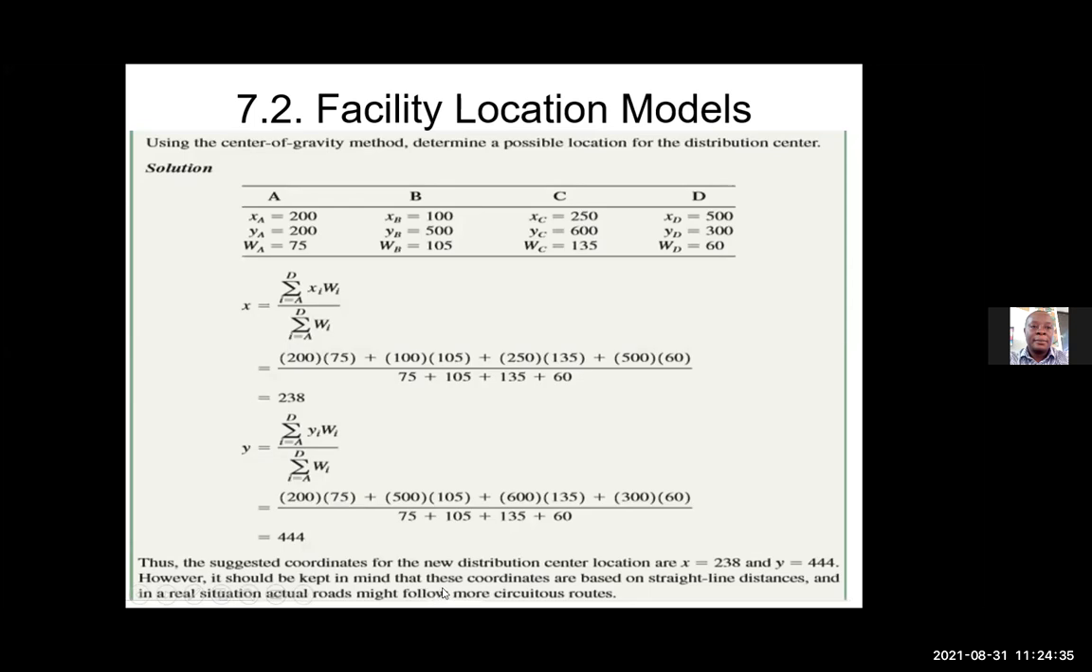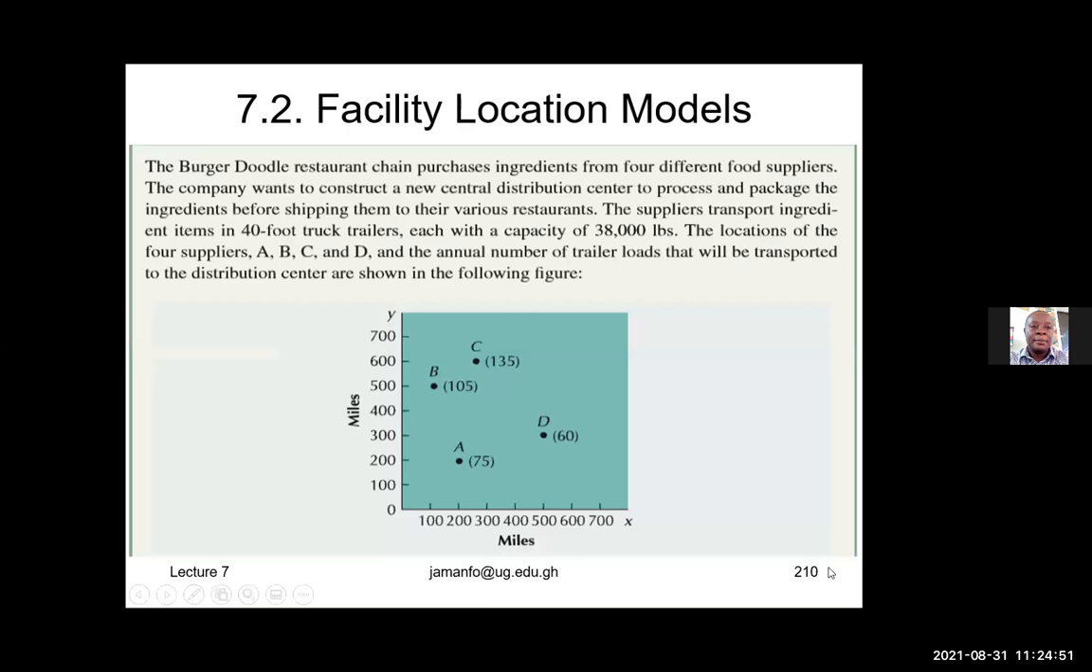However, it should be kept in mind that these coordinates are based on straight line distances. And in real situations, actual roads might follow more circuitous routes. So for example, we do this calculation, and X equal to 238 and Y equal to 444 happens to be in the sea. Will you go and site your facility in the sea? No, sir. You see, so again, you need to add common sense to it.